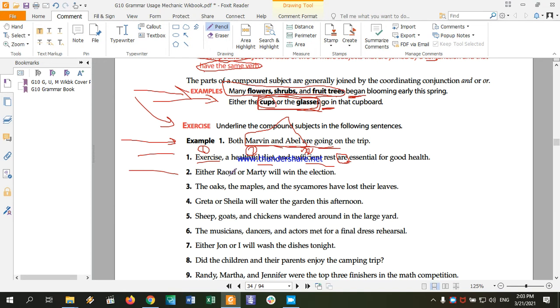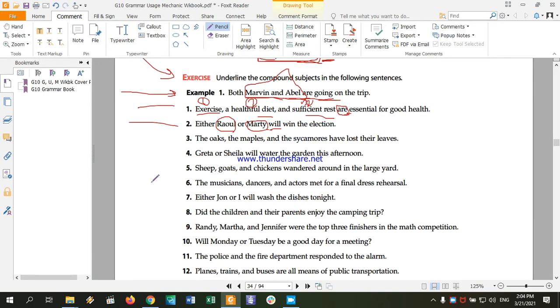Number 2, either Raul or Marty will win the election. Here the compound subject is Raul and Marty, and the common verb is will, the main verb. Number 3, the oaks, the maples, and the sycamores have lost their leaves. Of course, sycamores and maples and oaks, that's the compound subject. Have lost is the verb.